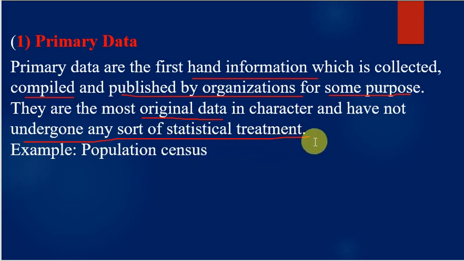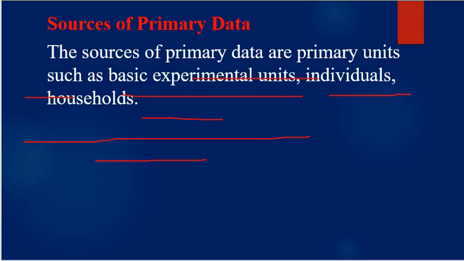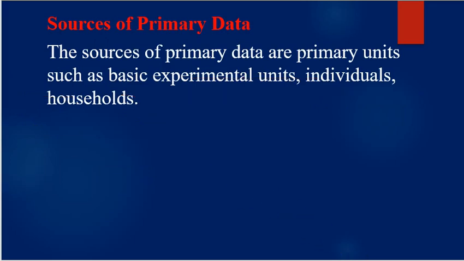We must know that it is just unprocessed; the data has not gone through any statistical treatment. The best example for primary data is the population census. Of course, there are other sources also. Then, sources of primary data: the sources of primary data are basic experimental units, individuals and households.